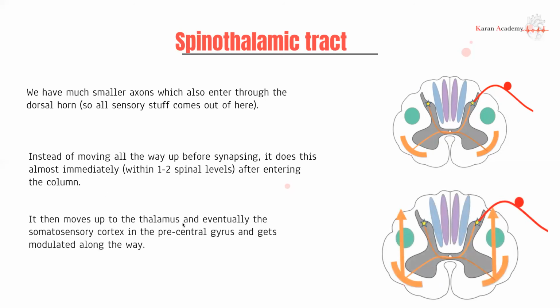It then moves up to the thalamus and eventually to the somatosensory cortex, where you have your sensory centers for pain and temperature. And then you have the precentral gyrus, which modulates it along the way. Don't need to know about that. All I need you to know is it enters from one side, crosses over almost immediately, then goes up to the thalamus, and then to the somatosensory cortex.